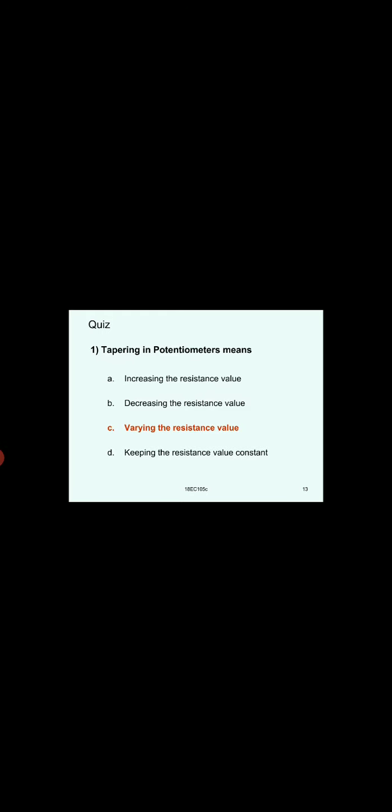Next one. Tapering means varying of resistance. Here we should note that we are not telling whether it is increasing, decreasing in any manner, either linear or non-linear. So we are talking only about the varying of the resistance. That is called tapering.